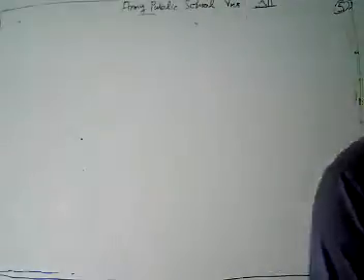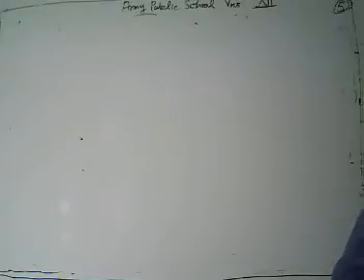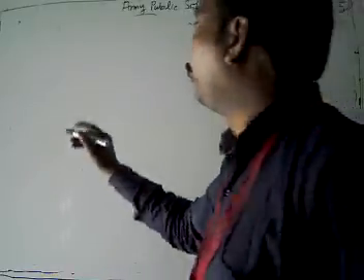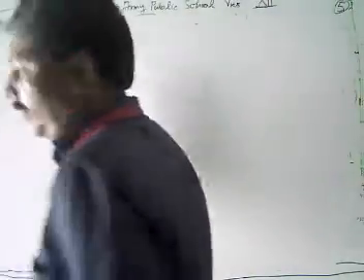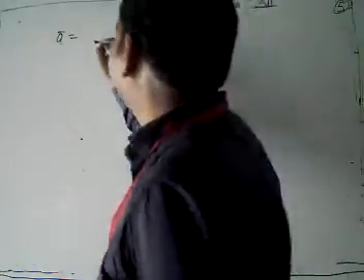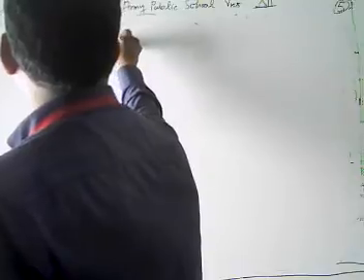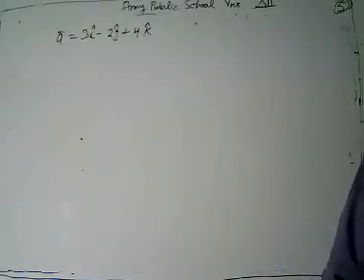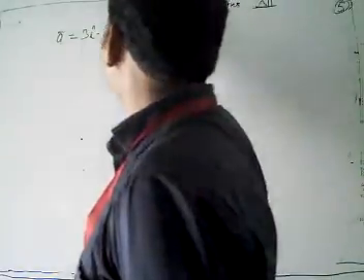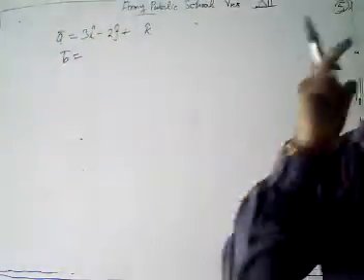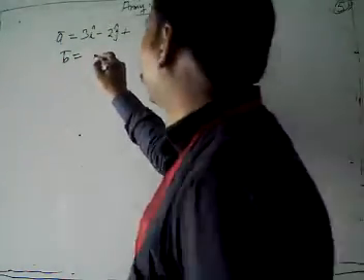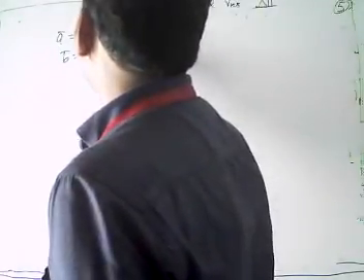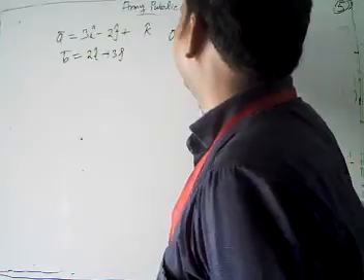Now look, we are given a vector. If vector a is given by 3 i cap minus 2 j cap plus k cap, and vector b is given by 2 i cap plus 3 j cap. Now we have to find vector a dot b.